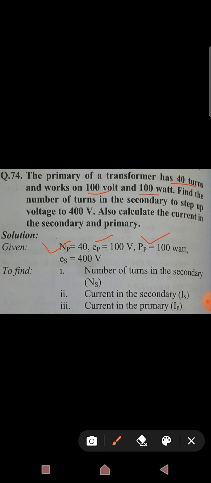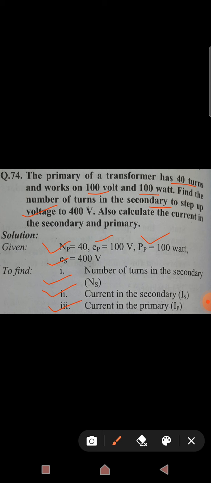Now what do we have to find out? Find the number of turns of the secondary in the step up transformer having the voltage, so EMF of the secondary is given as 400 volt. Also calculate the current in the primary and the secondary. So here the number of turns in the secondary, Ns, we have to calculate, current in the secondary, Is, we have to find out, and the current in the primary, Ip, we have to find out. So three different quantities we have to find out.